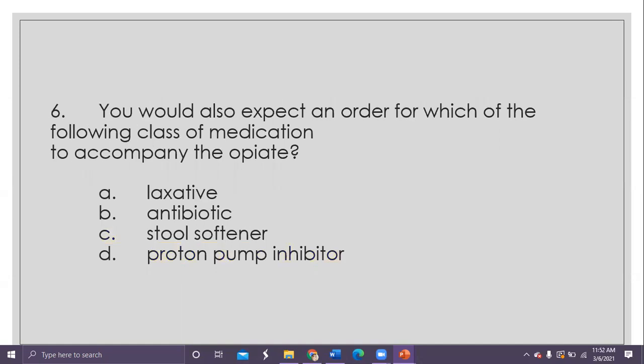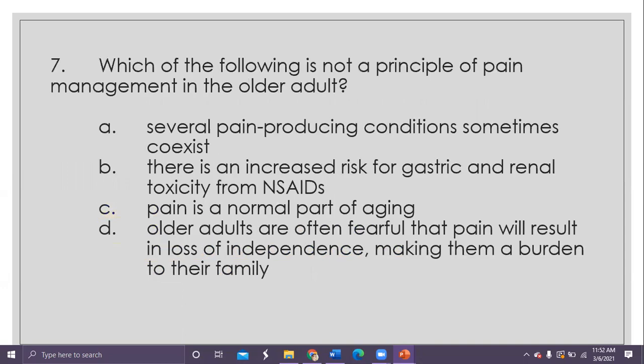You would also expect an order for which of the following class of medication to accompany the opiate: laxative, antibiotic, stool softener, proton pump inhibitor. Stool softener. That's right. Why? What's the rationale for that? Opioids cause constipation. That's right.